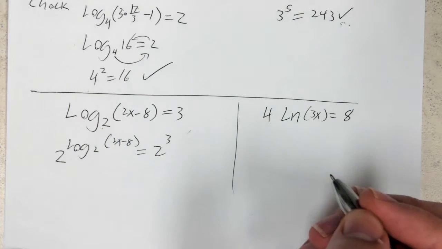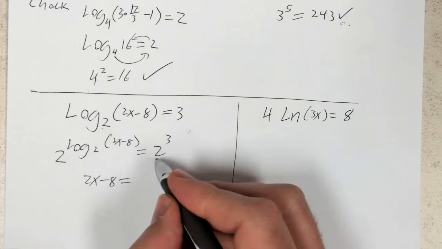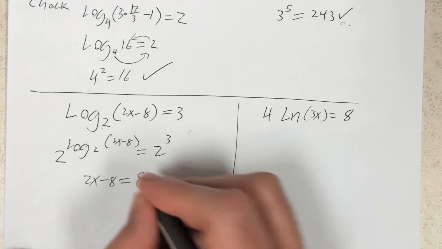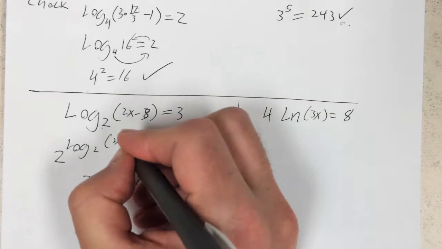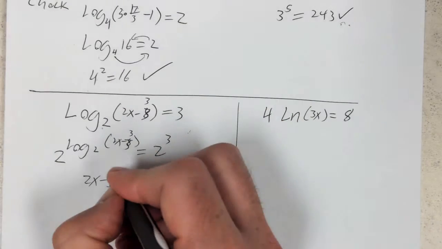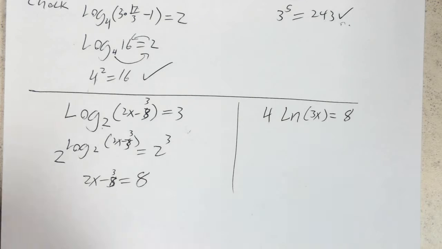So 2 to the log base 2 of 2x minus 8 is equal to 2 to the third. Those cancel, so we're left with 2x minus 8 is equal to 2 to the third. 2 times 2 is 4, times another 2 is 8. Oh, I wrote the problem down wrong. 8 is going to be different. It's 2x minus 3. That will make everything be a little bit different than I was intending, but bring it back to 3.